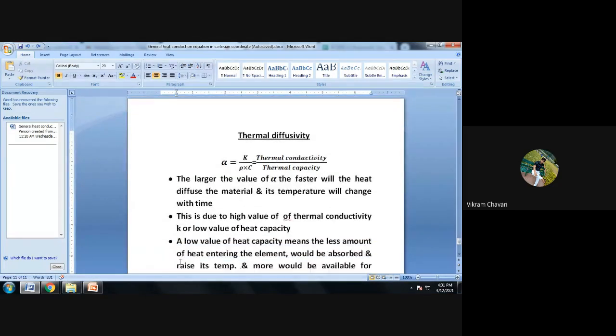The larger the value of alpha, the faster the heat will diffuse through the material and its temperature will change with time. Larger the value of alpha, faster will the heat diffuse through the material and its temperature will change with time. So this is due to the higher value of thermal conductivity.